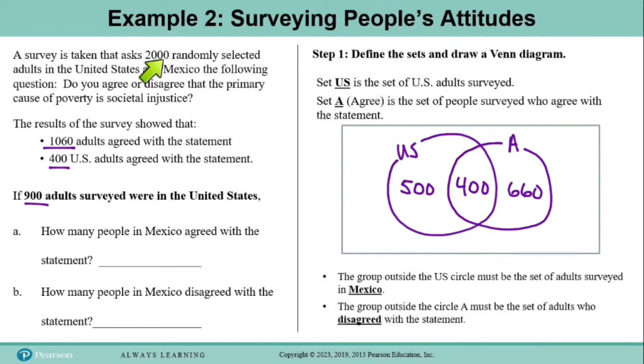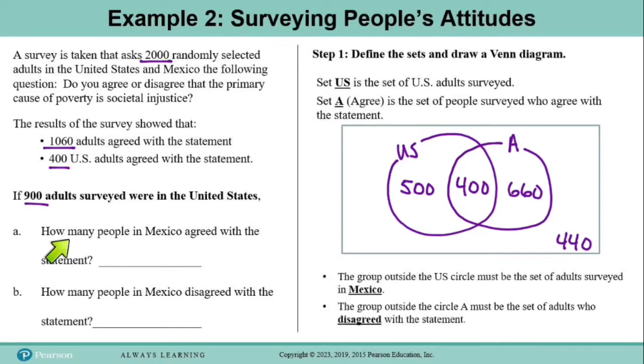Then we can remember that they surveyed 2,000 people total. Now 500 of the people are here, 400 here, 660 here. The rest of the people must be the ones who don't fit in any of the circles. So if we do 2,000 minus 500 minus 400 minus 660, that gives us a total of 440 people who don't fit inside any of the circles. Okay, now the people who are outside of the U.S. circle are the people who are from Mexico. The people who are outside of the A circle are the people who disagreed with the statement.